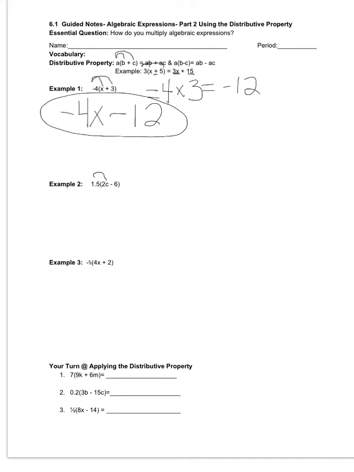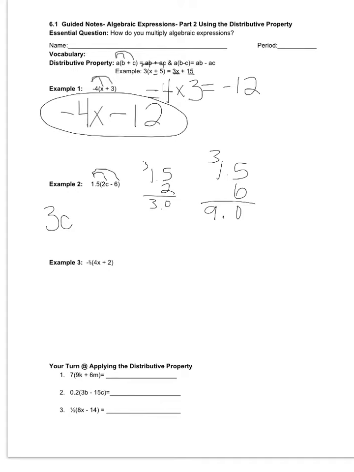1.5 times 2 is 3. So 3c. And then we're going to multiply again, 1.5 times 6. 1.5 times 6 is 9.